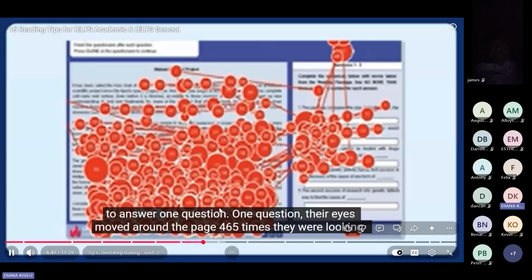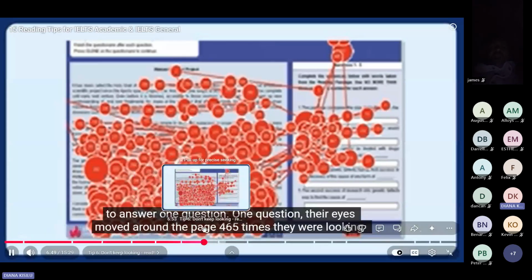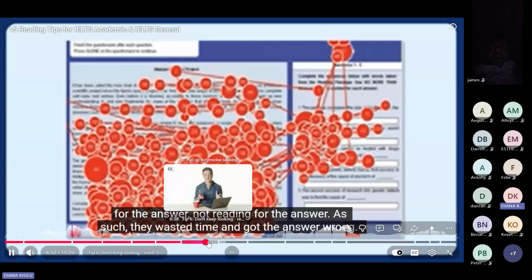Eyes moved around the page 400. They were looking for the answer, not reading for the answer. As such, they wasted time and got the answer.